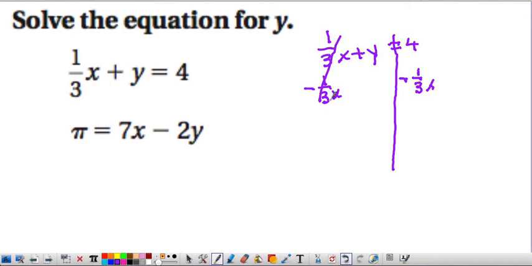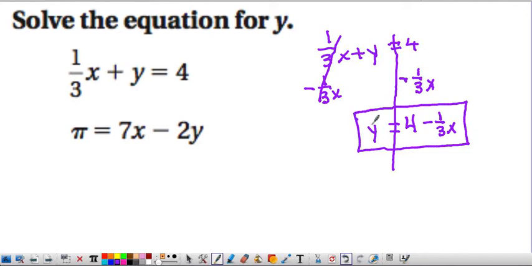1/3 x minus 1/3 x is 0, and so that leaves me with y equals, and I can't combine these because they're not like terms, so I end up with 4 minus 1/3 x, and so I have solved for y. Last problem here. People get scared whenever they see fractions and pi, and as you can see, in this fraction problem we didn't even have to do any operations with fractions, so there was nothing scary about that. Same thing with our pi.